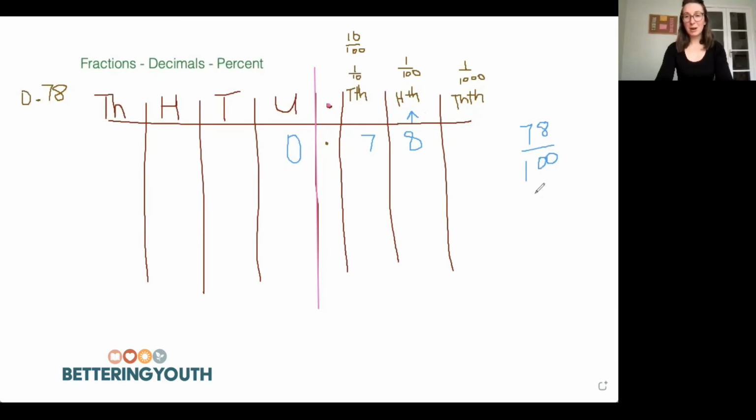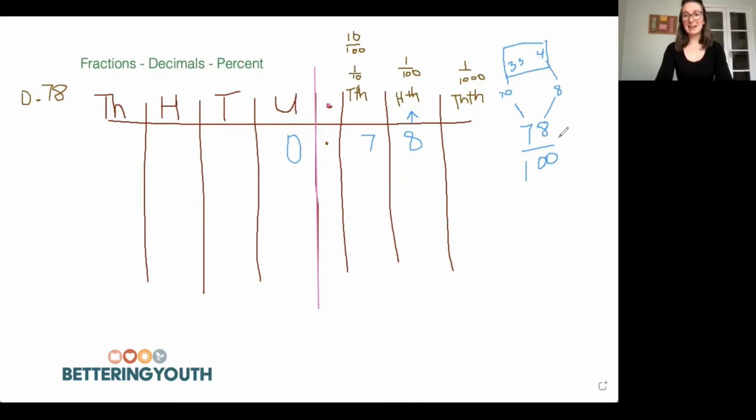My favorite way of simplifying fractions is actually to partition, which means we look at 7 as 70, and we look at 8 as 8. And then we partition those two numbers again. Half of 70 is 35. Half of 8 is 4. If we put those two numbers together, we get 39.